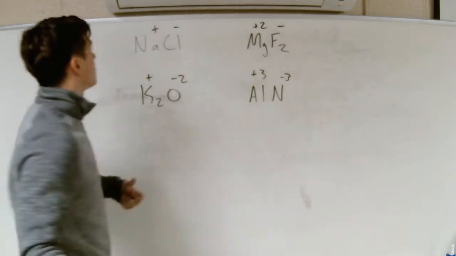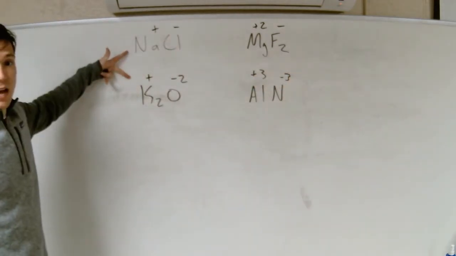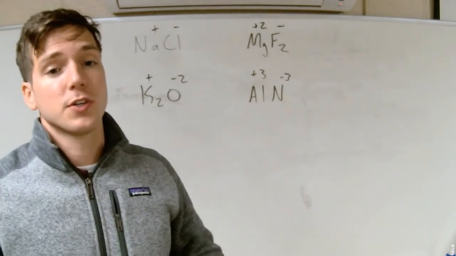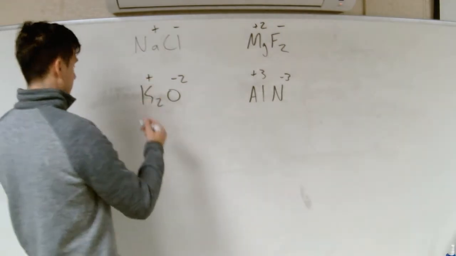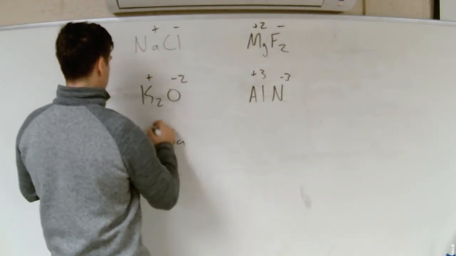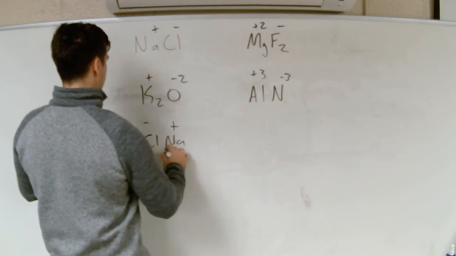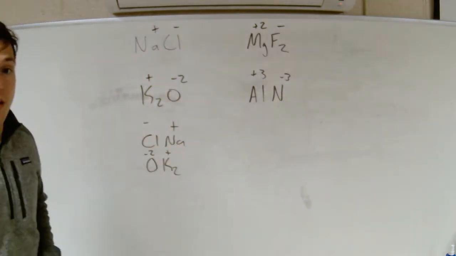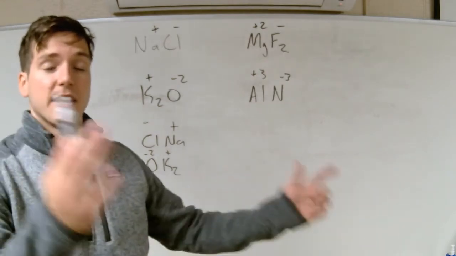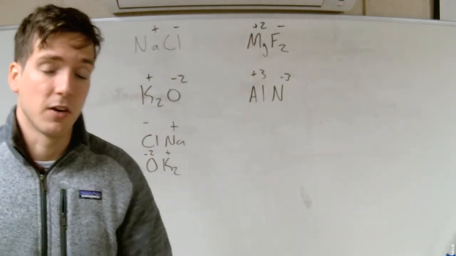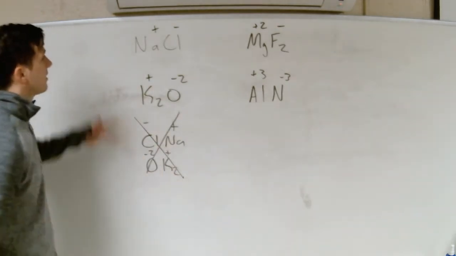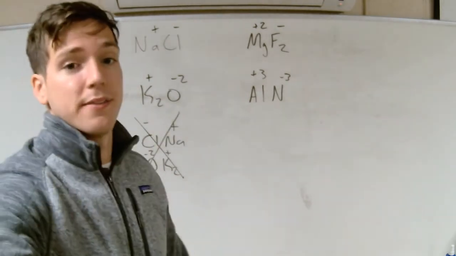Okay, and as you'll see, the positive ion is always listed first in these compounds. Make sure that you're doing that. You're never going to see something like ClNa or OK2. You're always going to have the positive ion in front. Be aware of that. You're always going to have the metal, the cation, in front, and the anion, the nonmetal, second, on the back end. So say no to that, say yes to that format.